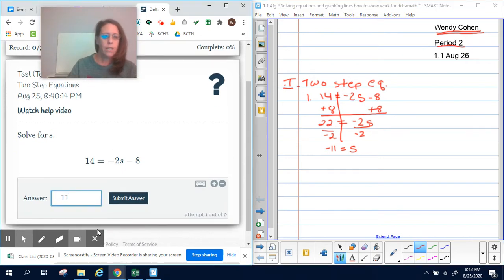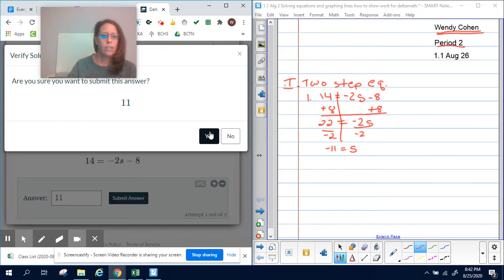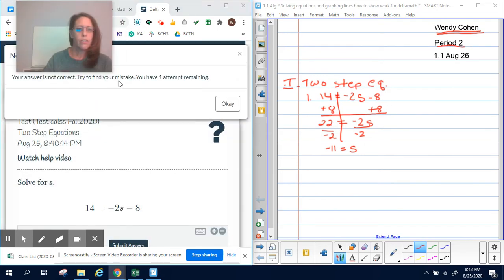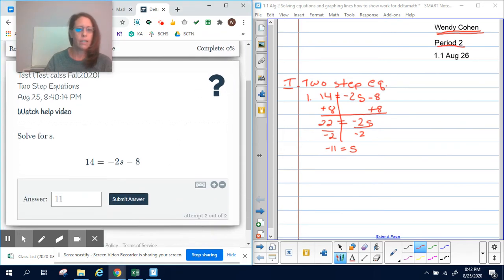Now, if I make a mistake and enter, let's say I enter positive 11 on accident, it's going to ask me if I really meant that. And your answer is not correct. Try to find your mistake. And sometimes it's frustrating because it might just have been a typing mistake where you thought that you hit the negative sign and did not. So we're going to get to be very careful learners here. Negative 11 is the correct answer.